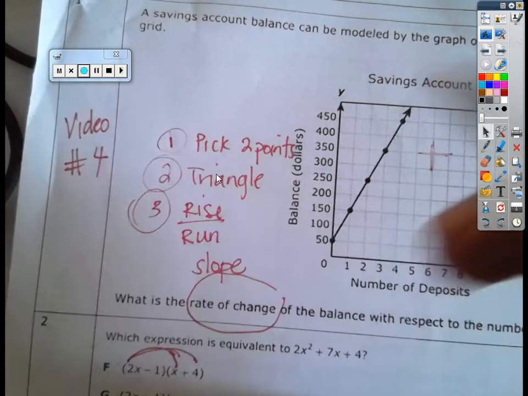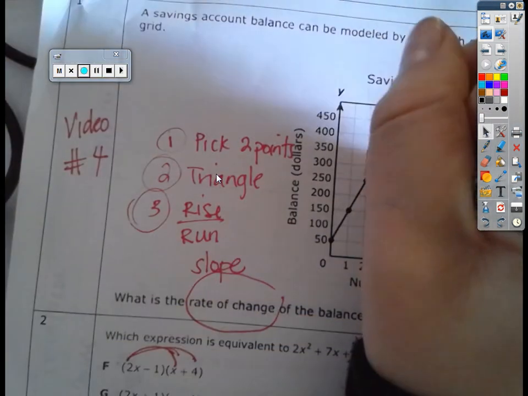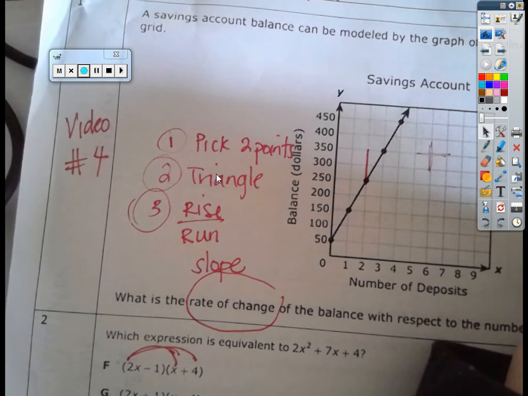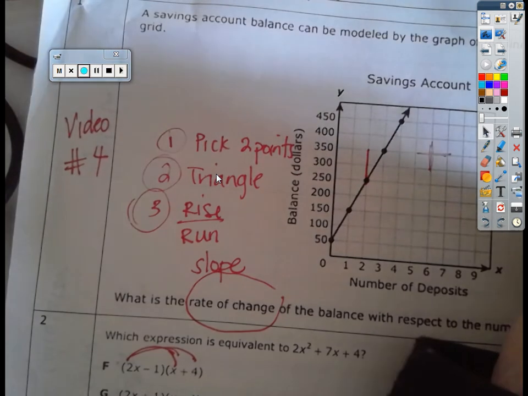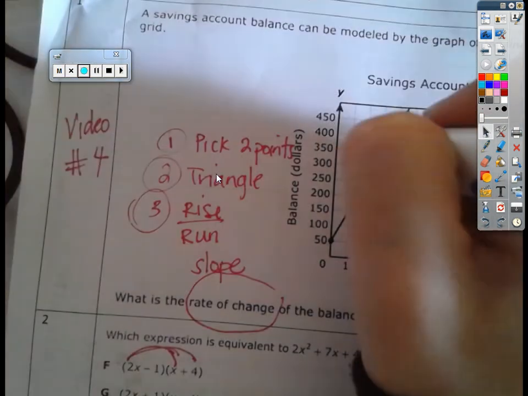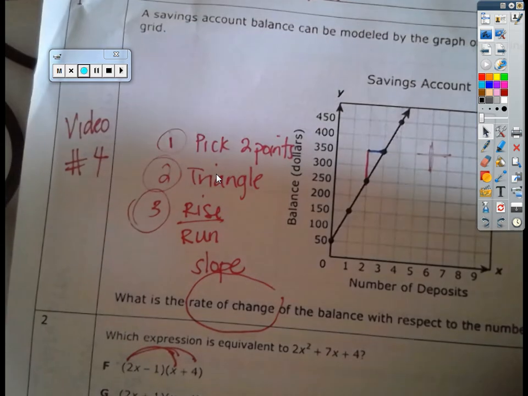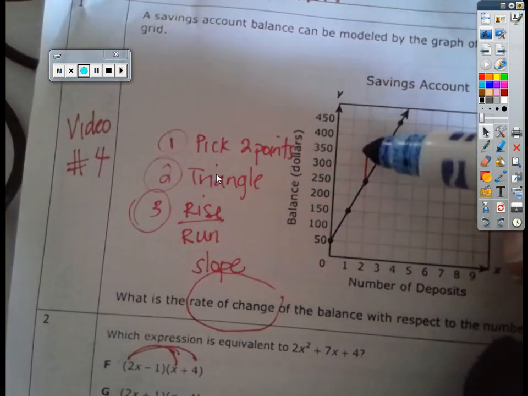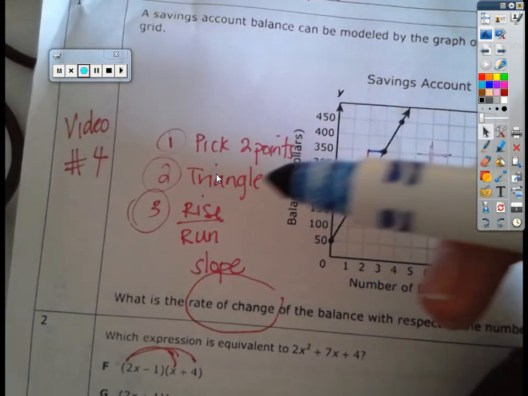So rise would be this way. Rise is always up and down. And run is horizontal, so it runs this way. If you run, you probably don't run up. You run left, you run right, but you don't run up.